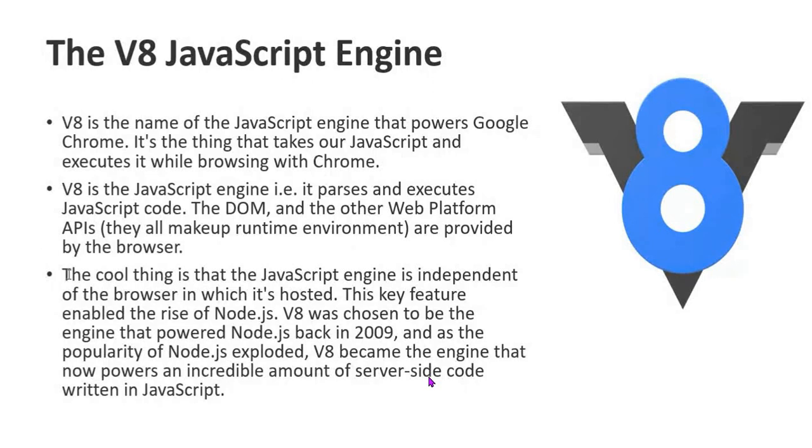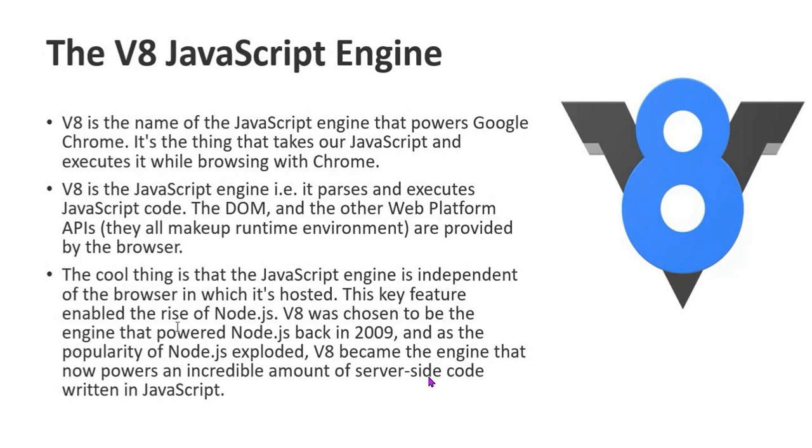The cool thing is that the JavaScript engine is independent of the browser in which it's hosted. So the main thing about the V8 engine is that we can use it in the browser or outside the browser. That is very useful for developers, that we can execute JavaScript code outside the browser. The key feature enabled the rise of Node.js.